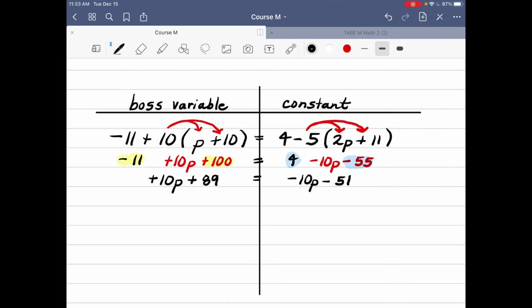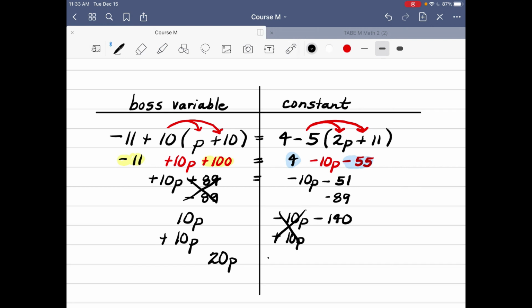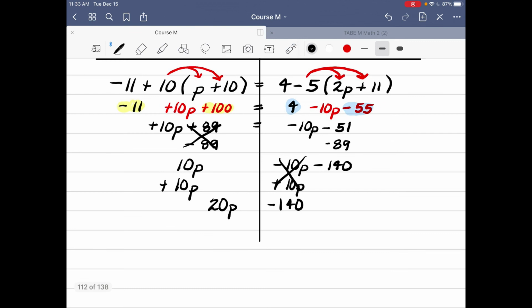Then on this side, I'll move my constants. So let's move the 89. So I'm left with 10p and then negative 10p, and negative 51 minus 89, that is negative 140. Then I'll move the negative 10p. So I'm left with 20p on the left and negative 140 on the right.